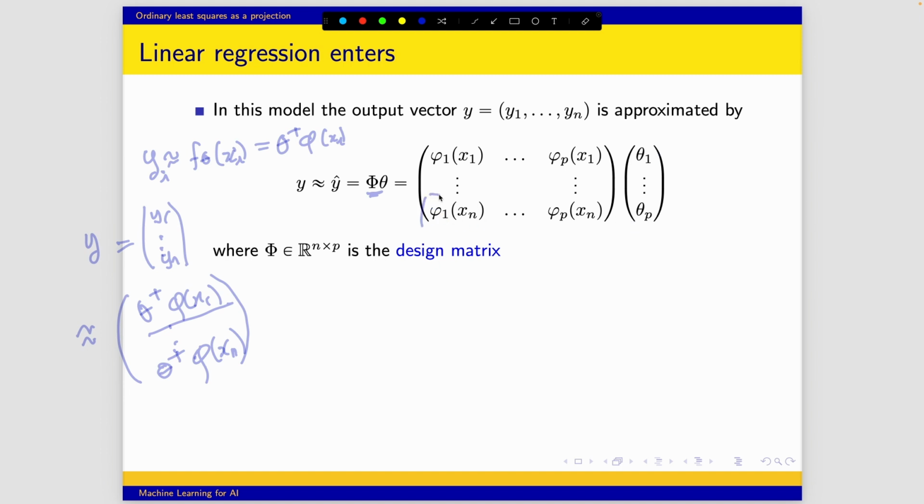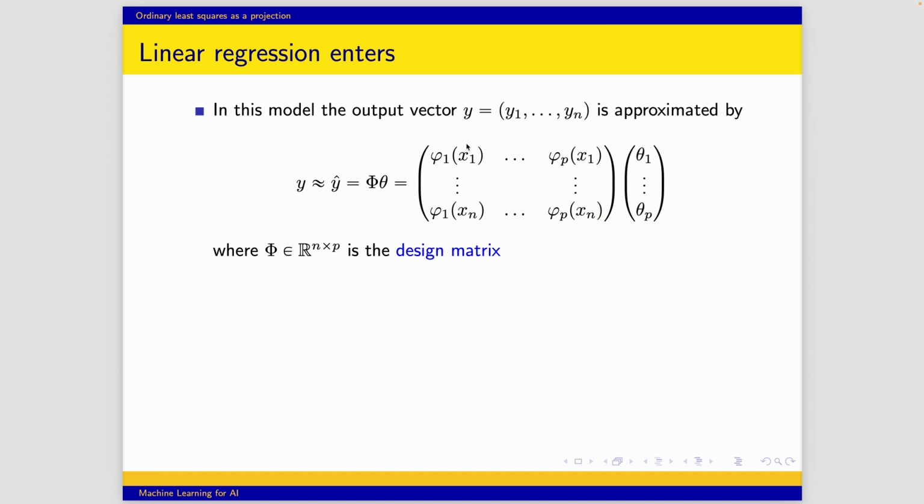And what is this? This is precisely this thing here, psi at xn. And this is precisely this thing here. And this matrix here we call the design matrix. So our model, equivalently, if we write it for the whole data vector, is y is approximately this design matrix times theta. So we can call this approximation y hat. And this design matrix is an n by p matrix because we've got n data points and p basis vectors. So this is our model for the whole data vector.